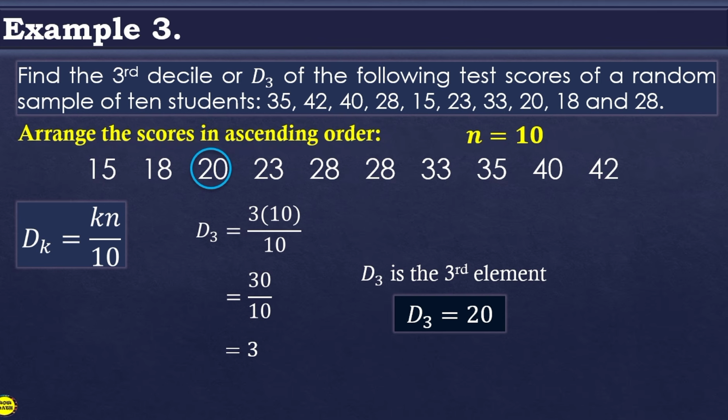So, ano ibig sabihin nun? 30%, okay? So, 30% nung 10 students, class, ay mas mababa sa score na 20. Yun ang ibig sabihin ng third decile natin. So, yung third decile natin is 20. Again, paano natin i-interpret yan? Yung 30% ng 10 students, ang score na nakuha nila ay mas mababa sa 20. Next.